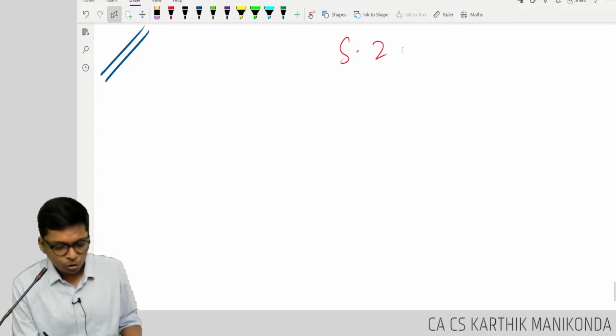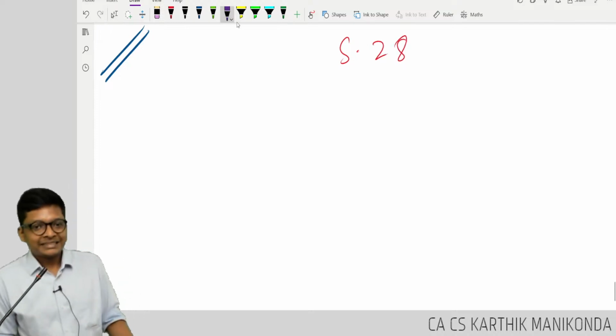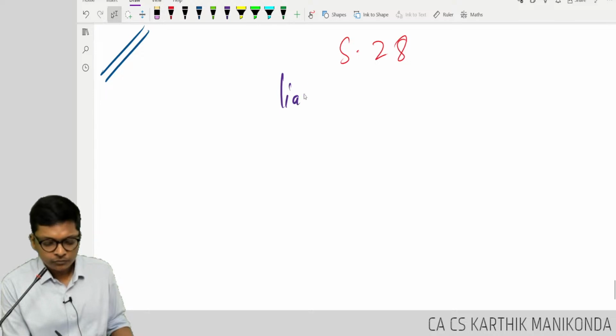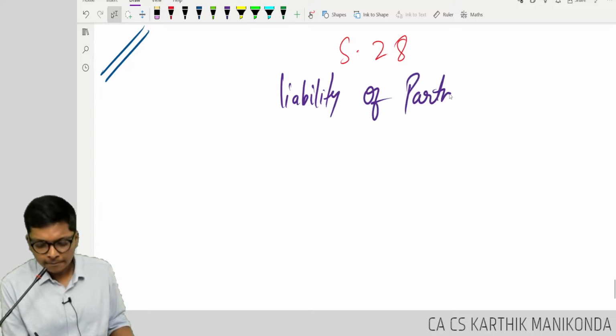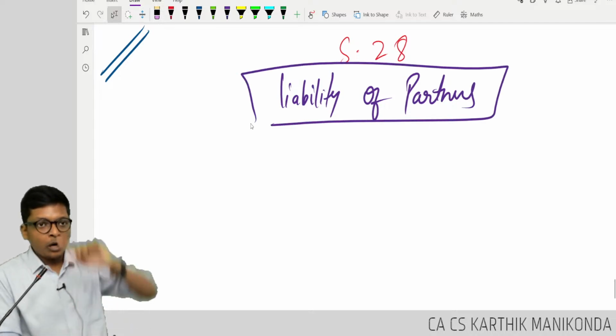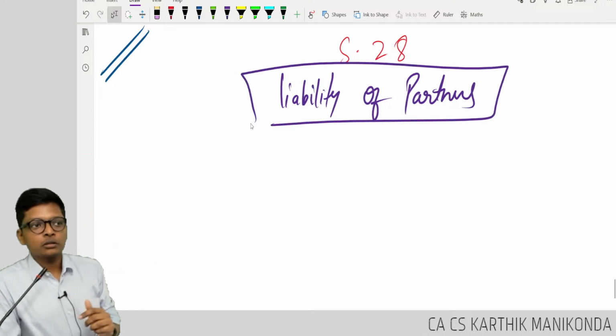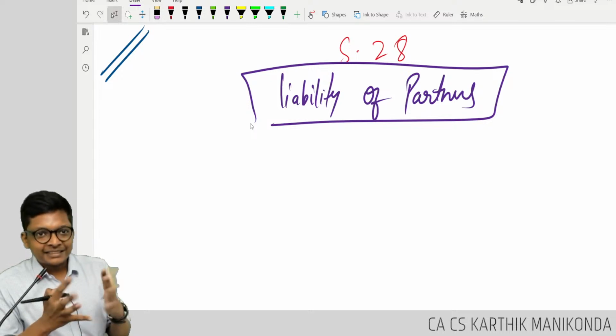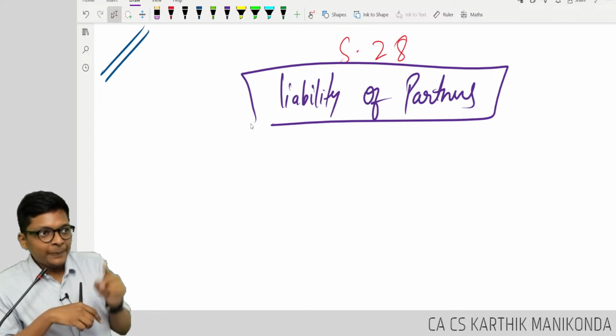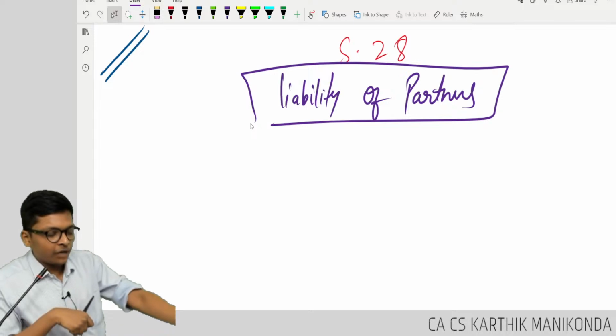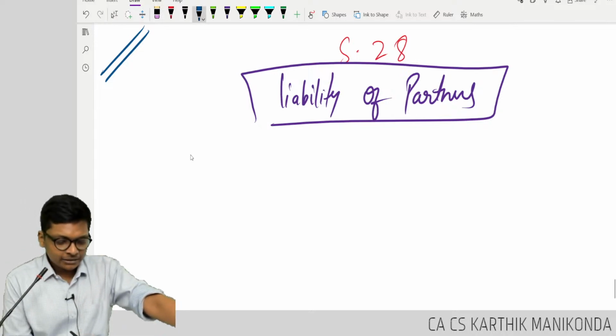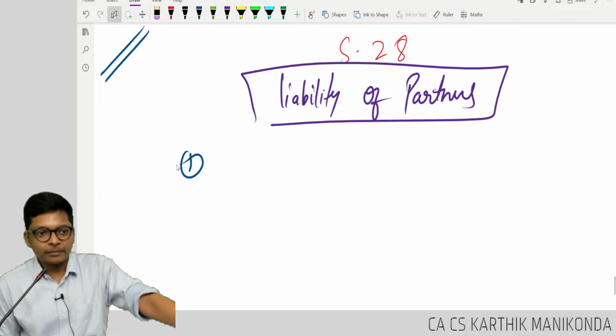Last one. Section number 28. Section 28 is liability of partners. What was 26? Look at your notebook. Mutual agency is not that; 27 is liability of. Now you tell me, guys, in the above Rohit Sharma and Hardik example, when is a partner liable?